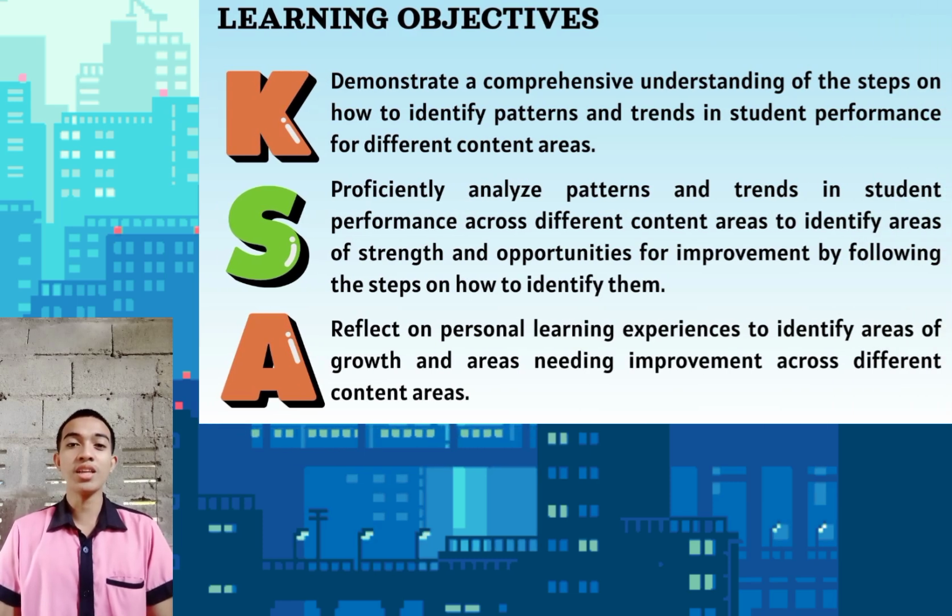Knowledge: demonstrate a comprehensive understanding of the steps on how to identify patterns and trends in student performance for different content areas. Skill: proficiently analyze patterns and trends in student performance across different content areas to identify areas of strength and opportunities for improvement by following the steps on how to identify them. And affective: reflect on personal learning experiences to identify areas of growth and areas needing improvement across different content areas.